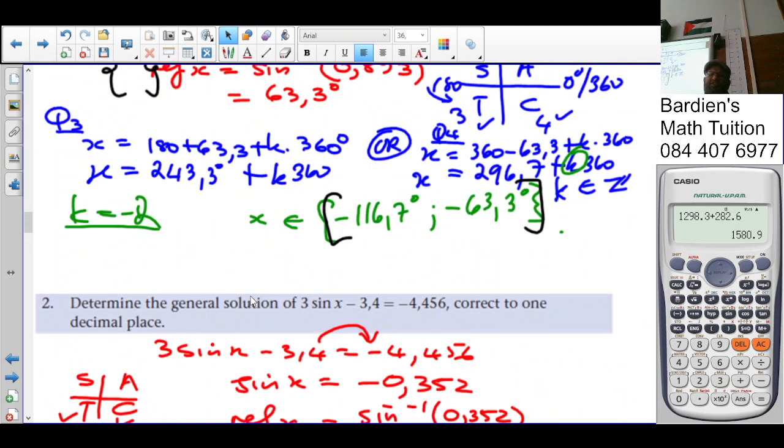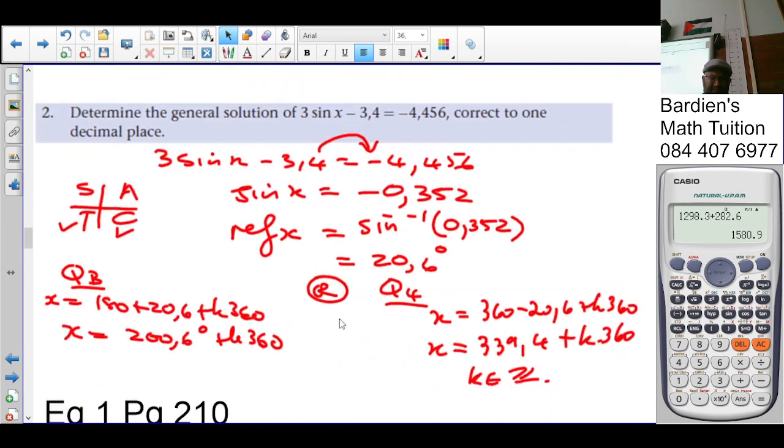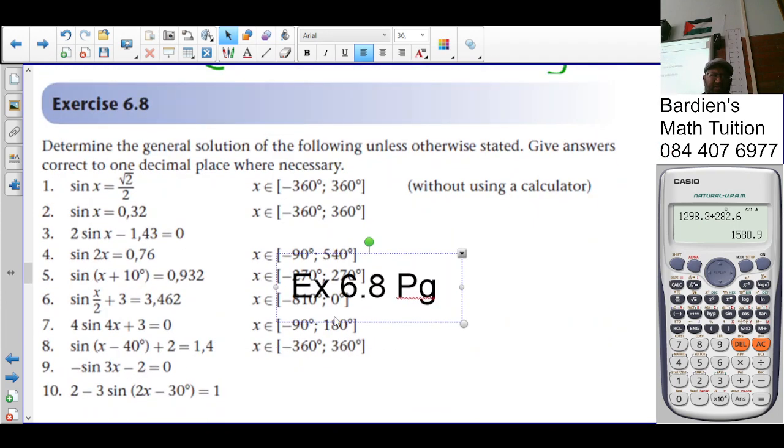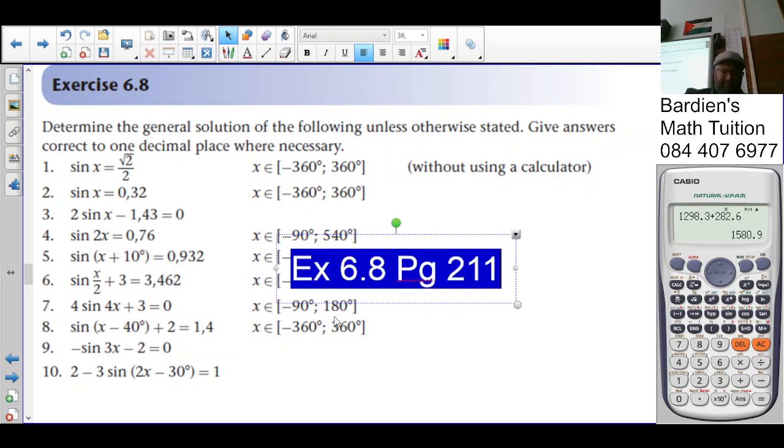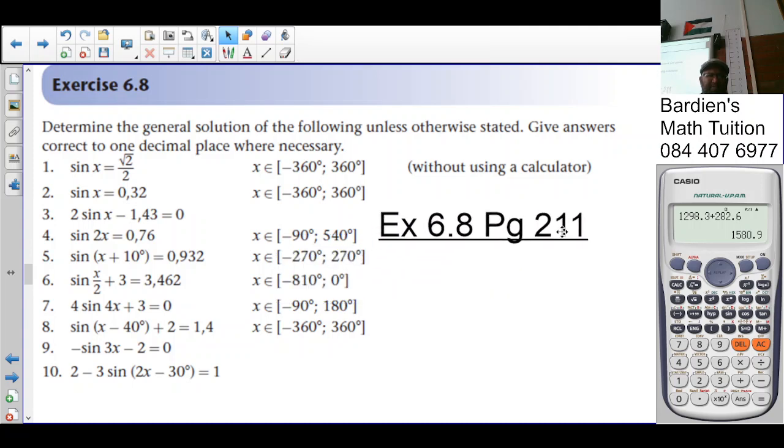Okay, in 6.7 you had to do the even numbers. Any issues there? No. Then I asked you to do 6.8, correct? And in 6.8 you had to do the odd numbers. The whole thing, no problem. Which page is this on? 211. Okay. So what I'm going to do is I'm going to do the odd numbers.